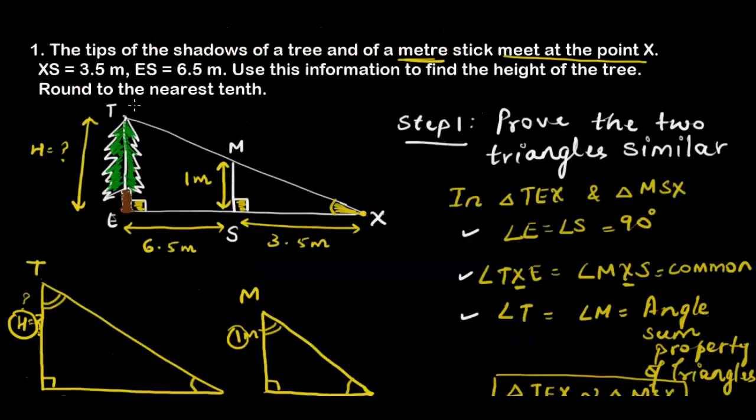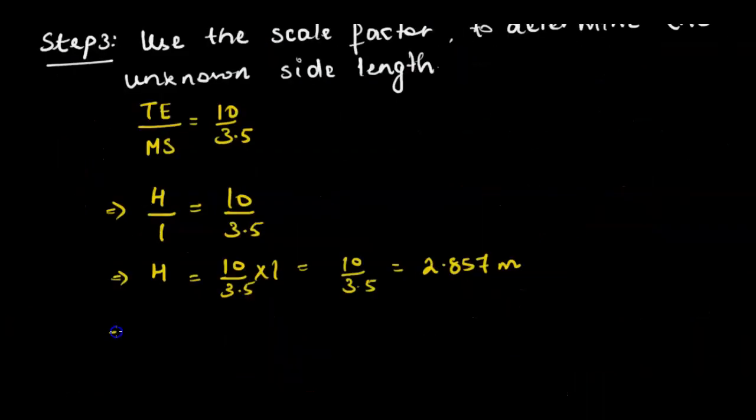Since we're asked to round the answer to the nearest tenth, we would round it to 1 decimal place. So the final answer is that the height of the tree is 2.9 meters. And that's the answer to the question. Let's take up another example for the sake of practice.